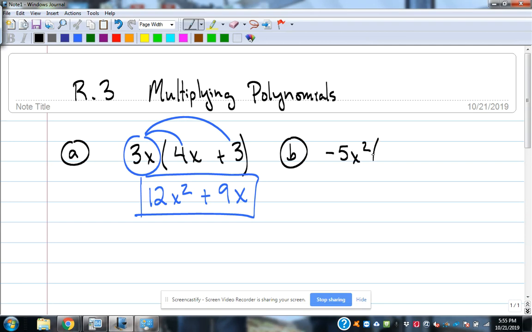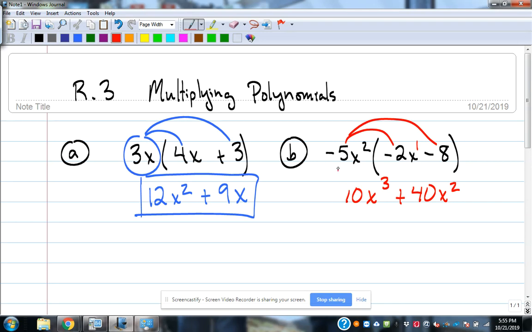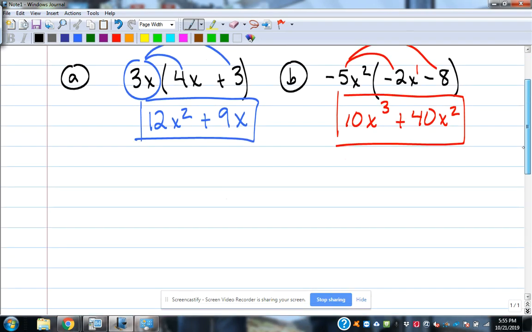Let's do negative 5x squared, parentheses, negative 2x minus 8. So a lot of negative signs there. Be careful on your signs. A negative times a negative turns into a positive every time. So we're distributing negative 5x squared. That'd be positive 10x to the third power, because there's a 1 on that one, so we're adding those exponents together. And then negative 5 times negative 8 would be positive 40, and the x squared goes with us. And we're done. So just the distributive property there. It's simple, easy stuff. Nothing too strenuous about that.